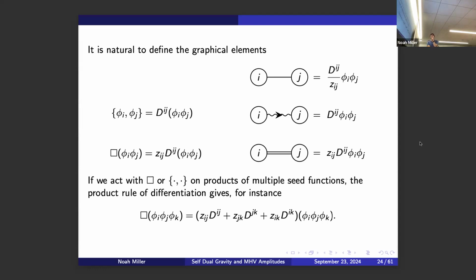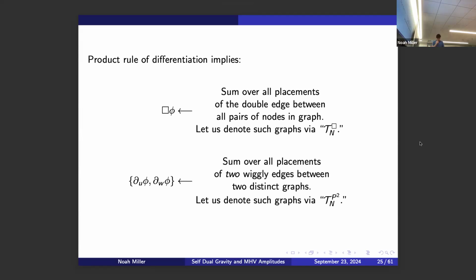So if we act with, let's say, the box or the Poisson bracket on products of multiple seed functions, the product rule for differentiation tells us to expand things in the following way. We act the box on a product of three seed functions: you act the box on the first two, then on the last two, and then on the first and the last one. So, graphically, how do we express the product rule? For the box on phi, we have to sum over all placements of the double edge between all pairs of nodes in a graph.